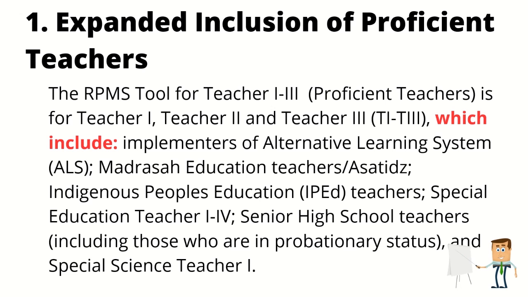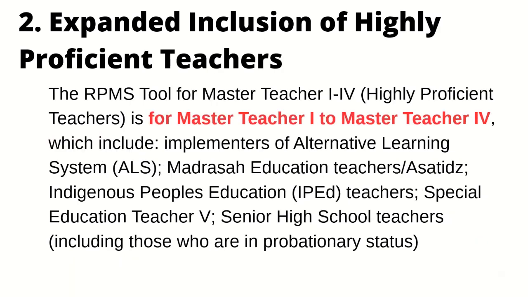Before, it has been inclusive for teacher 1 to 3, but it has been made clear that anyone who is teacher 1 to 3, and that also includes implementers of the alternative learning system, ALS, madrasa education teachers, indigenous people education teachers, special education teachers 1 to 4, senior high school teachers, including those who are in probationary status, and special science teacher 1. So all of them are under proficient teachers.